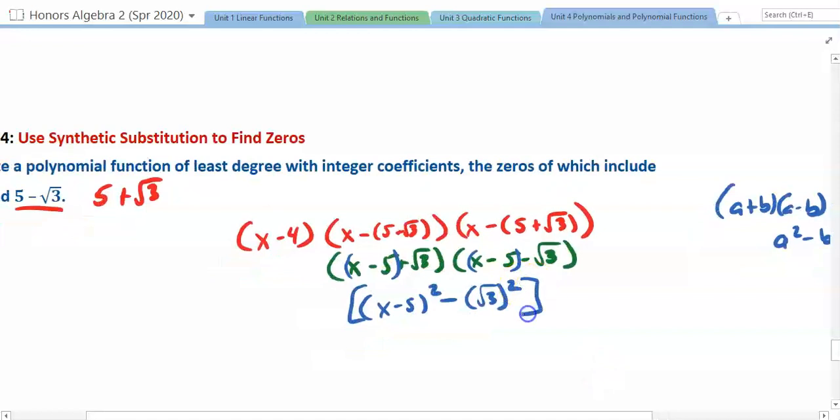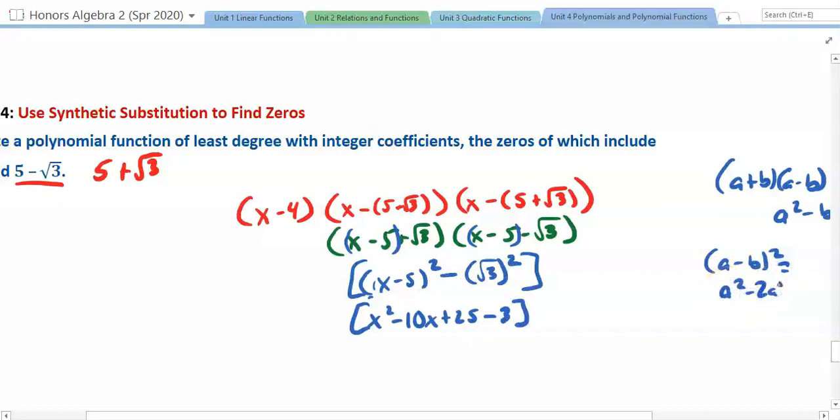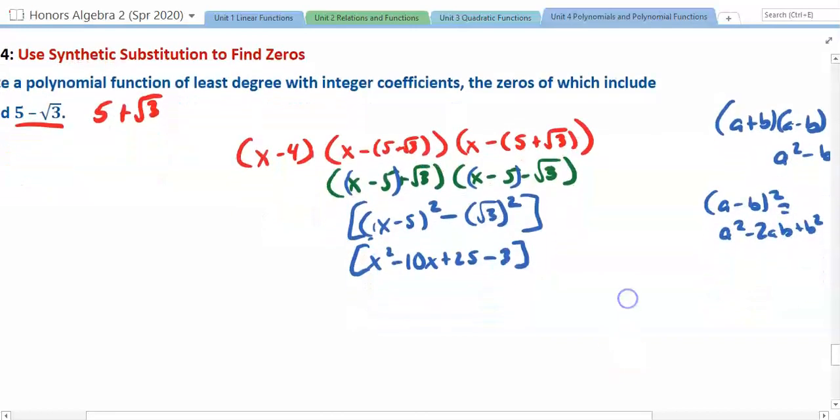And so simplifying this, we're going to get x squared minus 10x plus 25, minus 3. Now, how did I get that? Remember that a minus b squared is equal to a squared minus 2ab plus b squared. Again, these are things we're just bringing back up from previous sections and previous chapters. And so simplifying this part, we get x squared minus 10x plus 22.